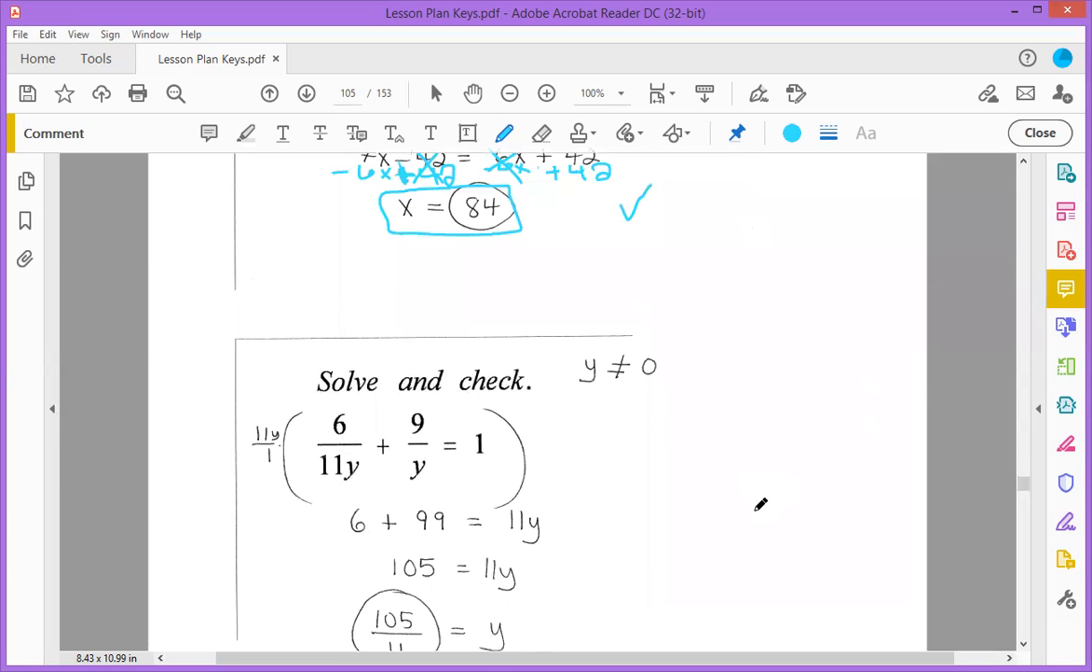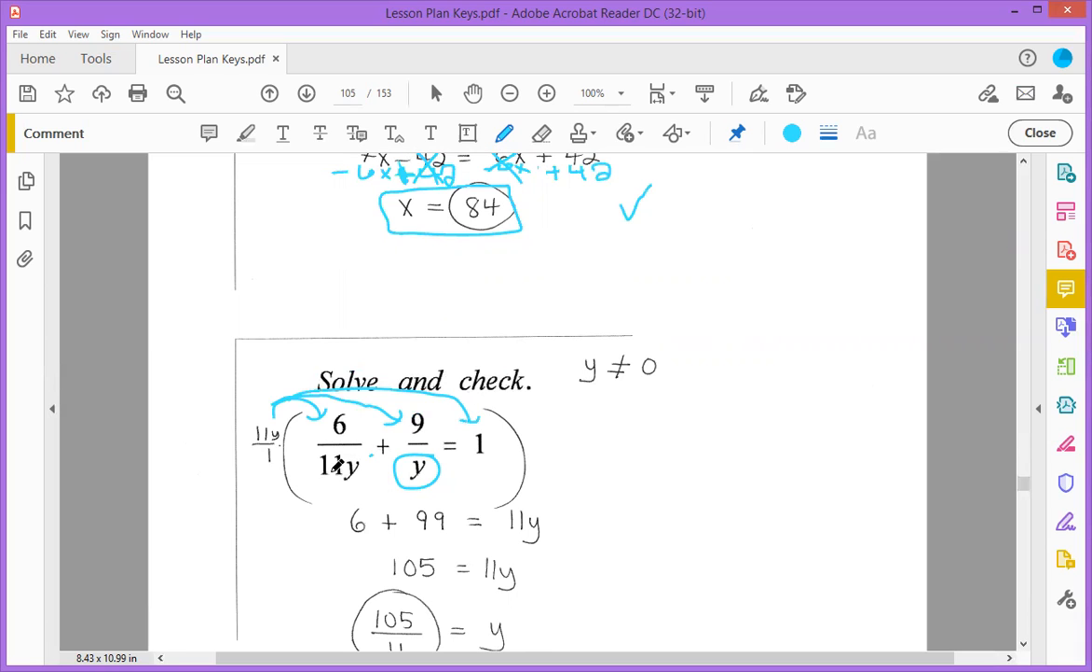All right, let's look at the next example. We have 6 divided by 11y plus 9 divided by y equals 1. So what's the least common multiple we need in order to add these two fractions together? We need 11y. So we're going to multiply each of the terms by that LCM, 11y.